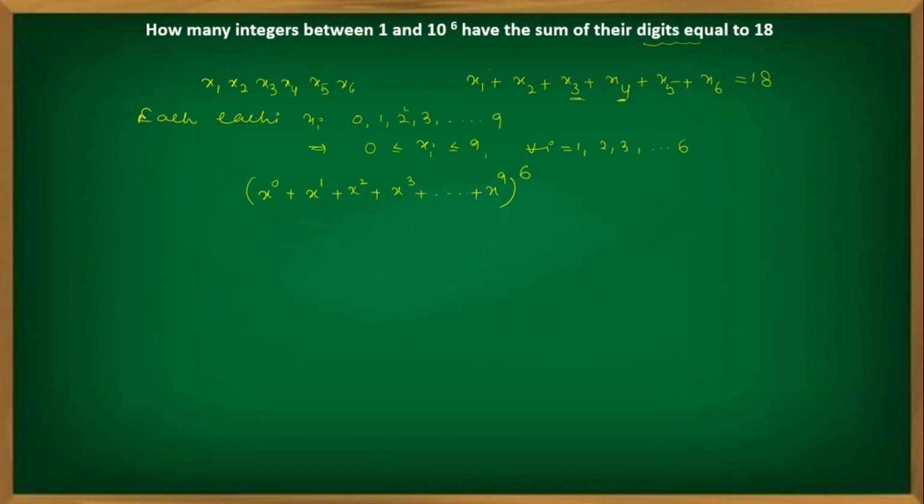In this, what you want is the sum of the digits to be 18, which means you have to calculate the coefficient of x to the power of 18. You have to calculate the coefficient of x to the power of 18 in the expansion of x power 0 plus x power 1 plus x power 2 up to x power 9, whole power 6.